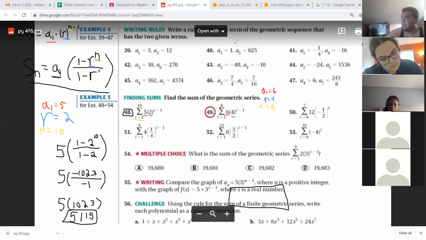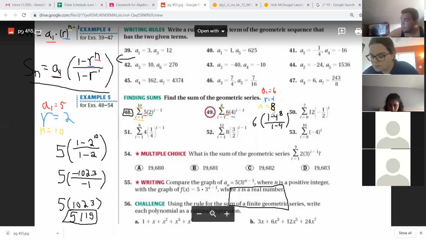Okay, so now we have all our pieces. We could plug it in. And we're going to plug it into this equation over here. So S of n, we could say S of 8, is going to be A1, which is 6, parenthesis 1 minus R to the n. So we know what R is. I'm sorry, I almost put that down. R is 4 to the n power, which is 8. My fault. This is an 8. All over 1 minus 4.